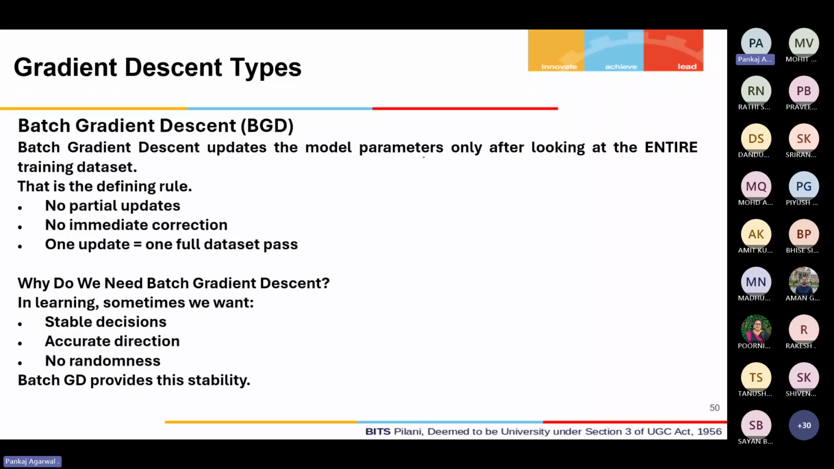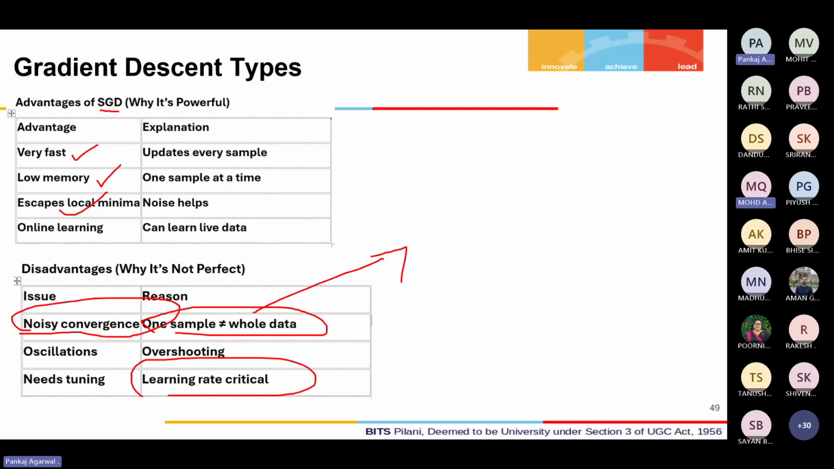So the solution of this is that we do something called batch gradient descent, which is more common and which is, yes, sir, tell me. Quick question.